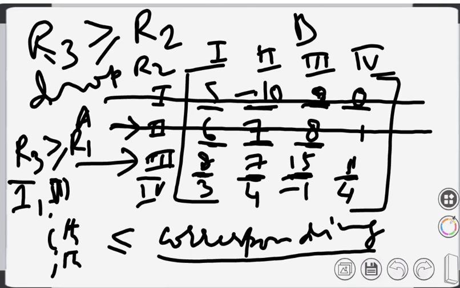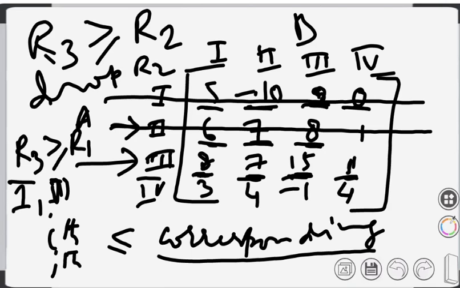So first, if you are comparing row 1 and row 3, then row 3 is greater than row 1, so row 1 can be dropped. And now we have 2 rows and 4 columns, so it's a 2 cross n. Now we can use the graphical method.